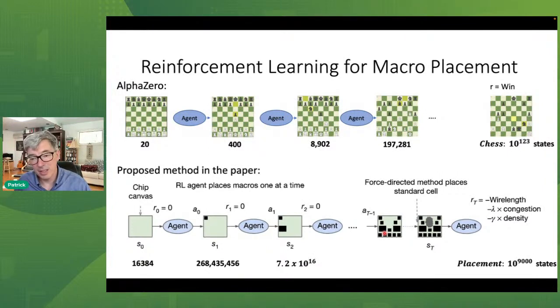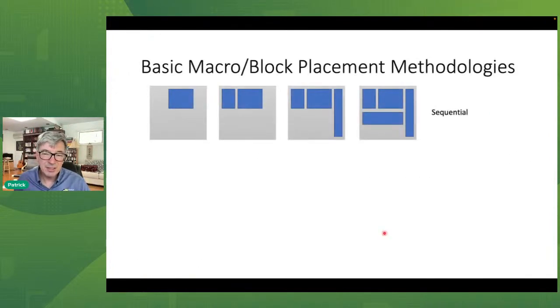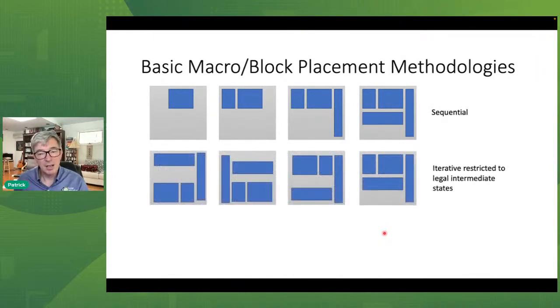Yeah, placement is a very hard problem. It's harder than chess because it has many, many more states. But this sequential method of placement by itself is not that natural. Yeah, so that's basically what they propose here. First, they have one block, then they place the second, the third, and the fourth.